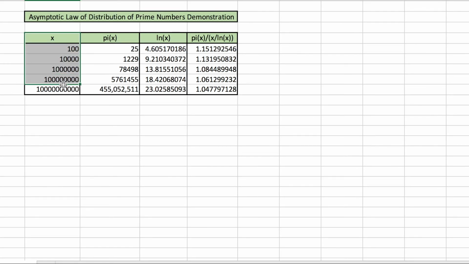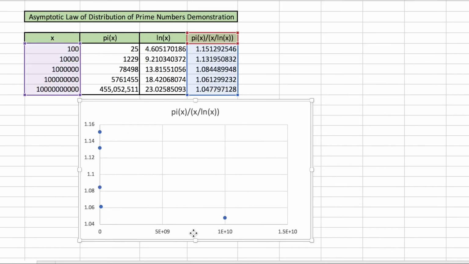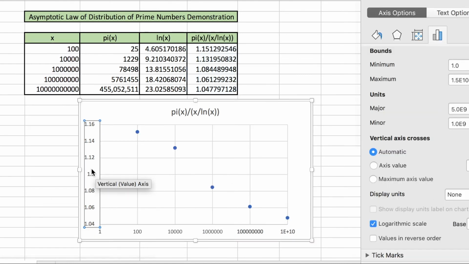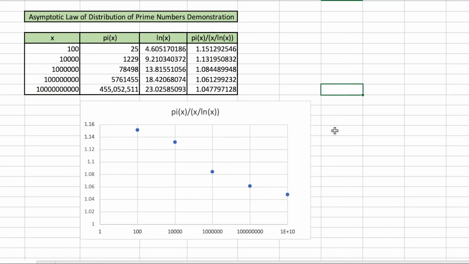So I'm going to select my values of x here, as well as my values here, and I'm going to insert a scatter plot. I'm going to change the scale here to a logarithmic scale, and I'm also going to make the minimum value here equal to 1.00 instead of 1.04. So you can see on the graph that as x increases, our ratio pi of x divided by the natural log of x is steadily approaching 1.